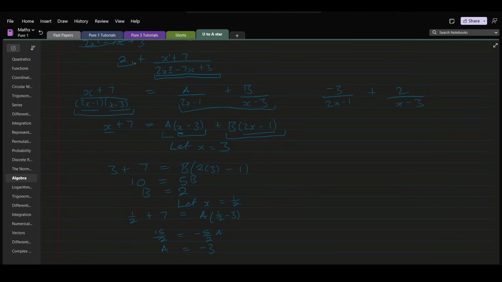Now let's not forget the constant that we got at the beginning, so it means our final answer will be 2 minus 3 over (2x - 1) plus 2 over (x - 3). This is how we decompose into partial fractions, and that's it for our algebra video. You can now go on to do the topical past paper questions, and when you're done with them, you can move on to the next video.